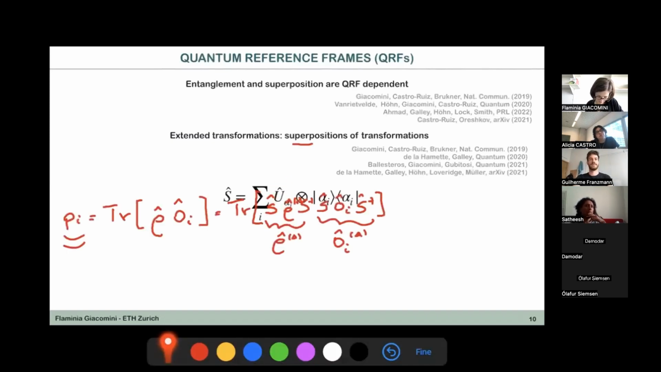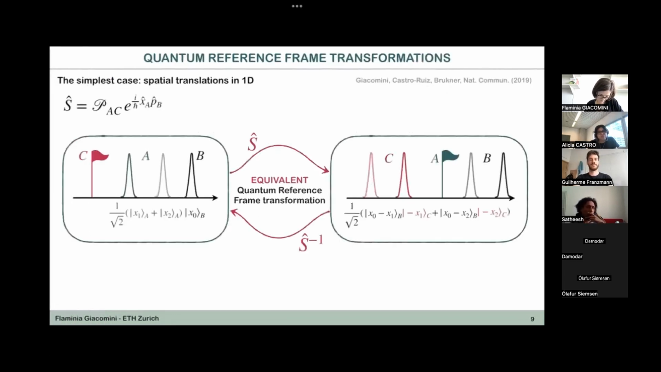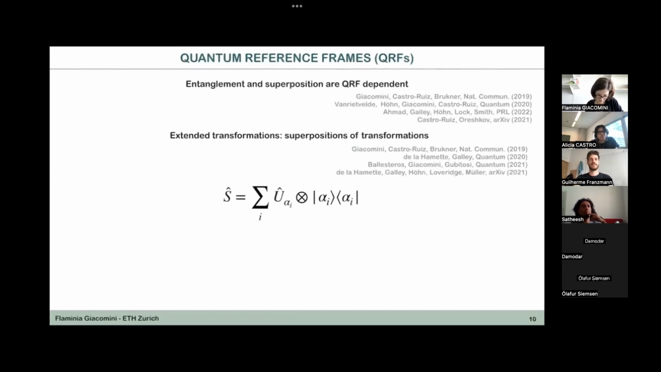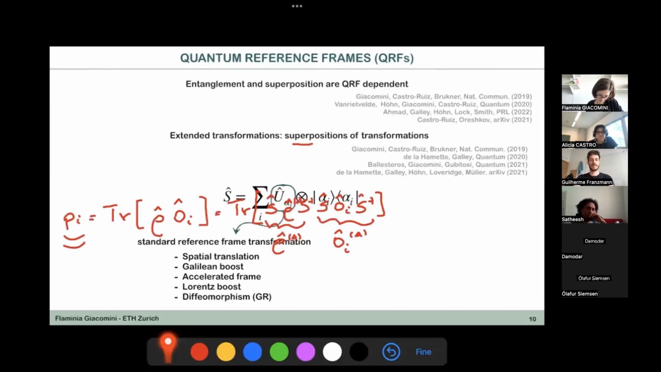Just bear with me for this slide. So this unitary operator here is just a standard reference frame transformation with some parameter alpha i. And so this could be, for instance, a spatial translation, a Galilean boost, the transformation to an accelerated reference frame, or even some Lorentz boost. So we found several of them.